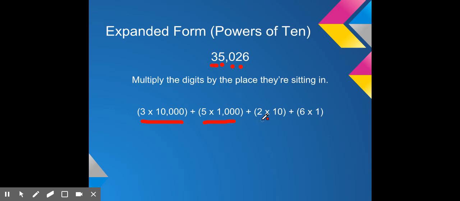2 is sitting in the tens place, so we add to the other two expressions 2 times 10. Finally, we have the last digit, which is 6. So we add to the previous three expressions 6 times 1 for the ones place. If we were to multiply all of these expressions out and then add them together, we would end up back at the standard form of the number, which is 35,026 written in number form.